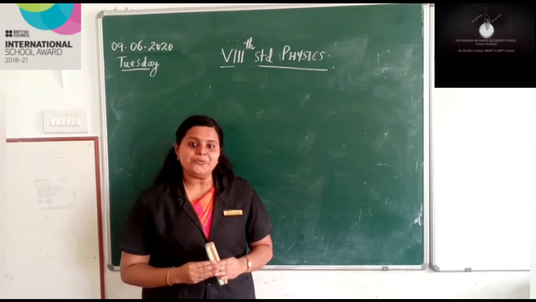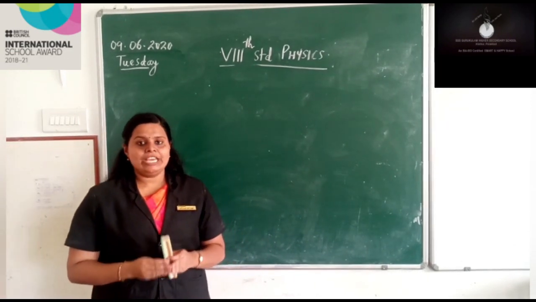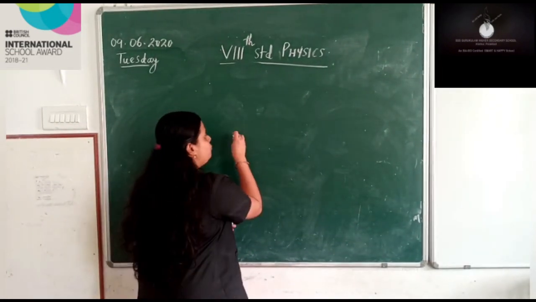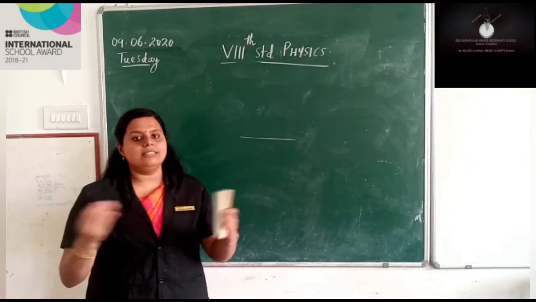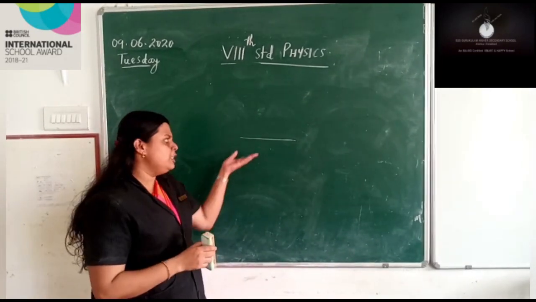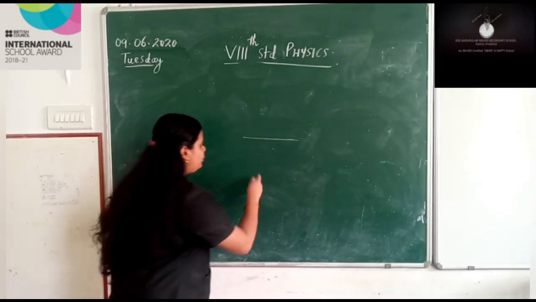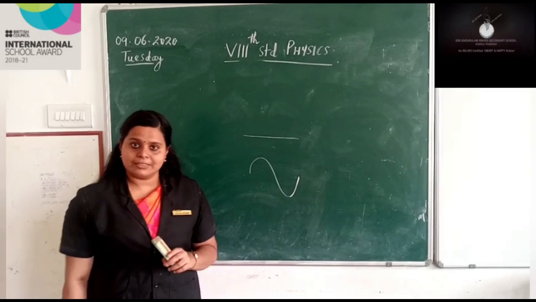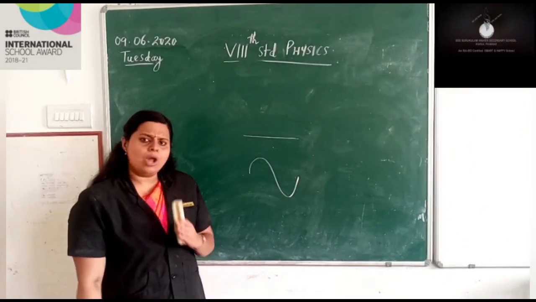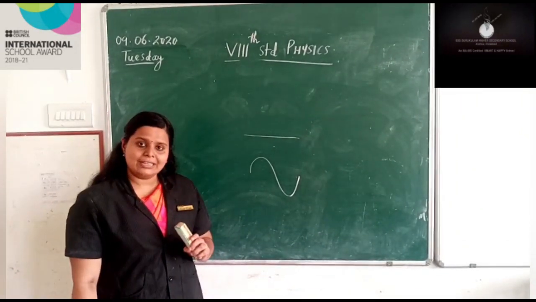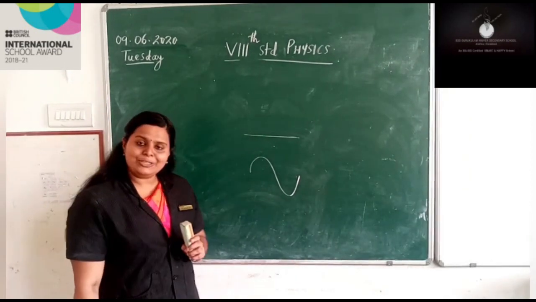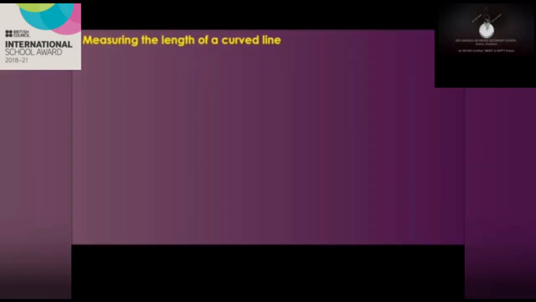Now we are going to measure certain lengths. If you are asked to measure the length of a straight line, you will take a centimeter scale and it is very easy to measure this length. But if we are asked to measure the length of a curved line, how is it possible? It is not possible with a centimeter scale. So is there any way to measure the length of a curved line? The length of a curved line can be measured by using a thread.